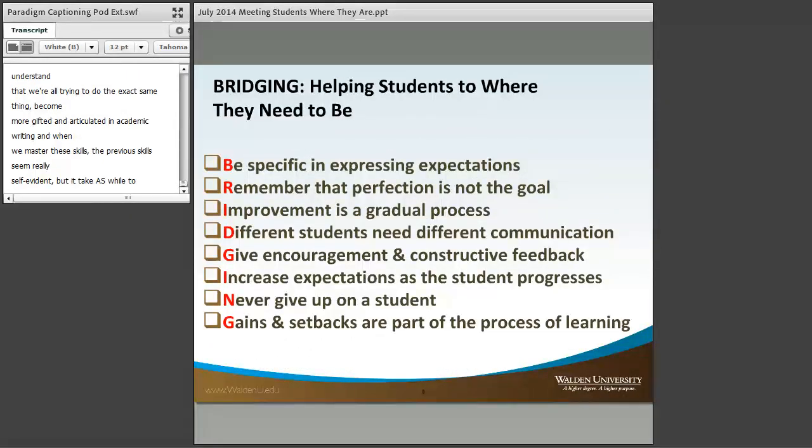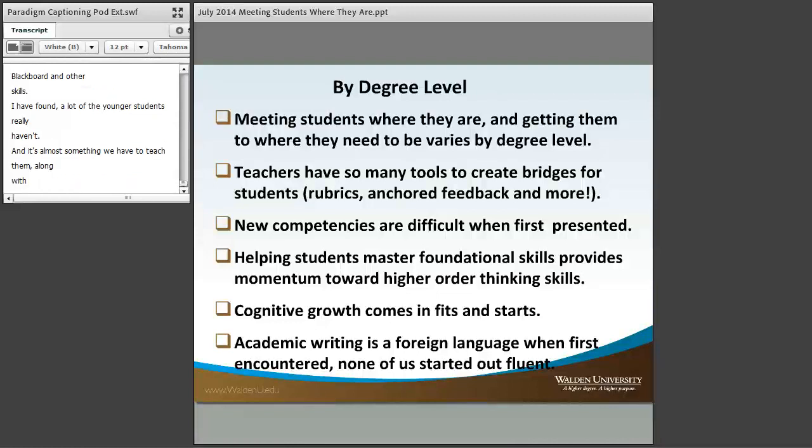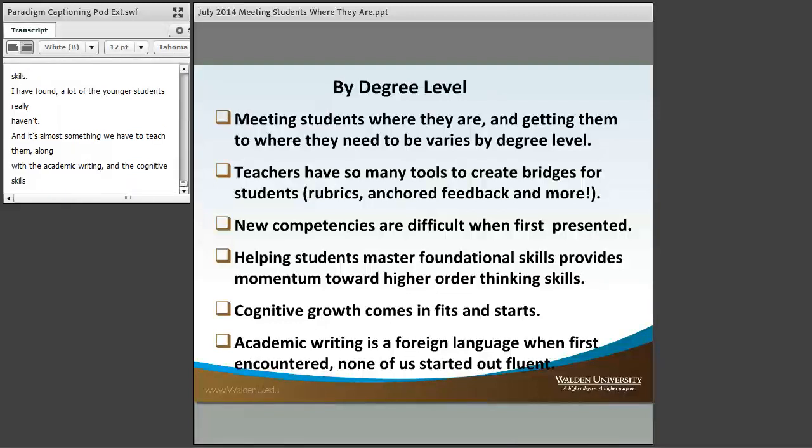Laurel, this is Alan. Before you get to that, I just wanted to comment a little on the last slide. I grew up before the computer age, as maybe some of the others listening did. I always thought that our students would have mastered the computers and all the intricacies that we have with Blackboard and other types of skills. But I have found, believe it or not, that a lot of the younger students really haven't. And it's almost something that we have to teach them along with the academic writing and the cognitive skills and that sort of thing.